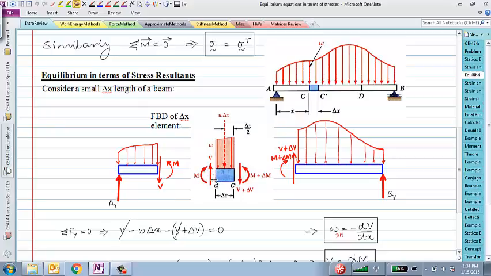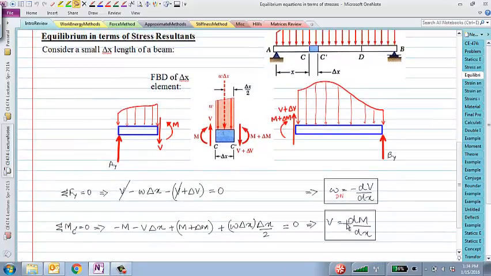So looking at this free body diagram, we set up these two equilibrium equations: the applied distributed load is the derivative of the shear force along the length of the beam, and the shear force is the derivative of the bending moment along the length of the beam. And using these two fundamental properties, you can very quickly draw shear force and bending moment diagrams like we saw last time.